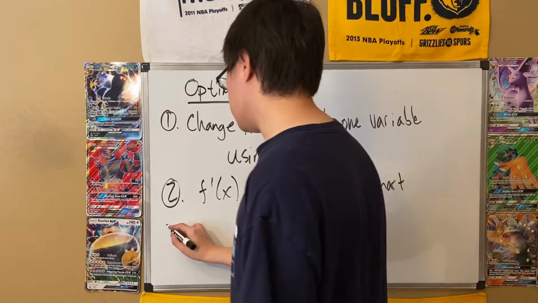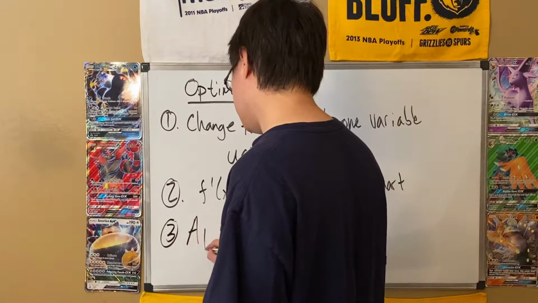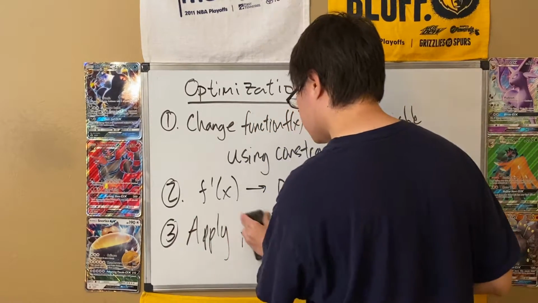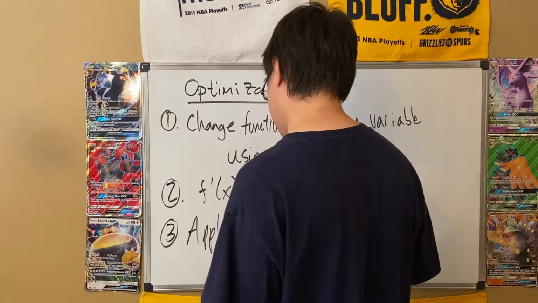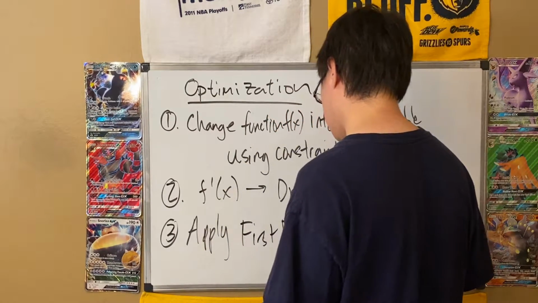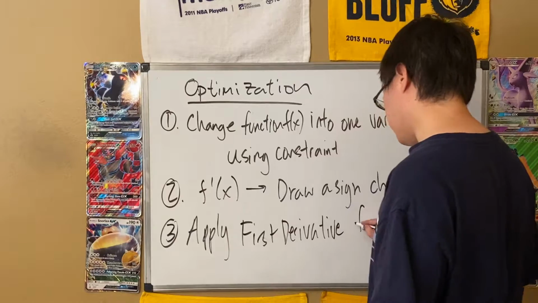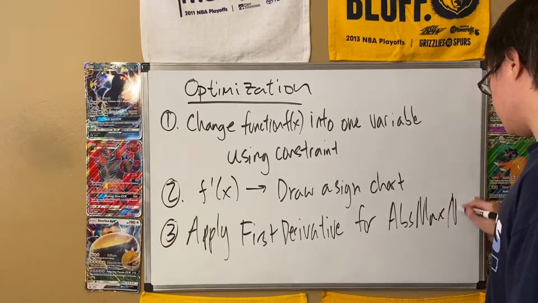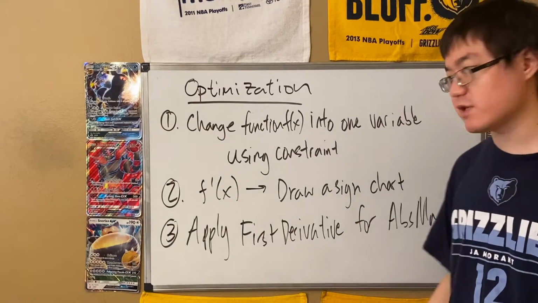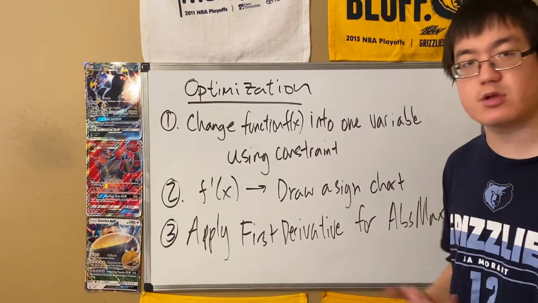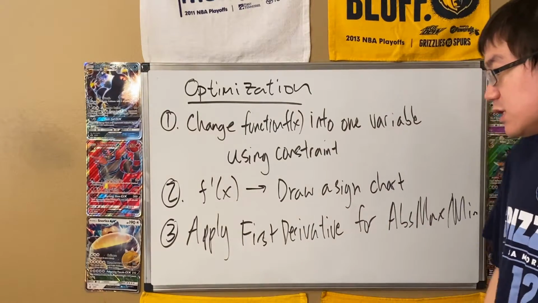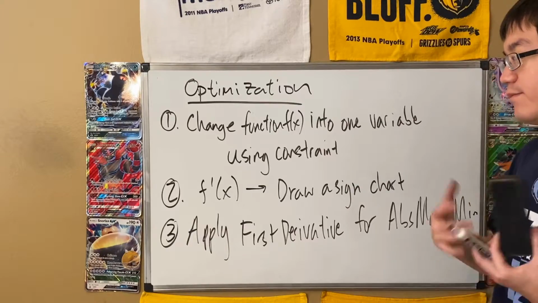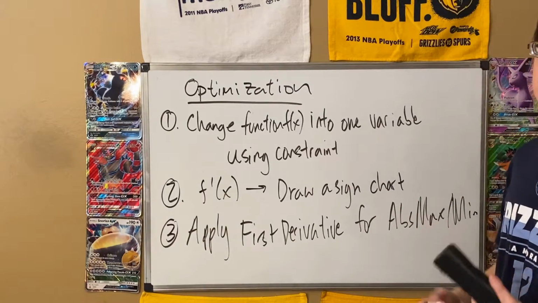And then you're going to apply the first derivative test for abs max or min. Again, this is used to justify that whatever zero you get in step 2 is your max or min. That's where it occurs. And you have to write a nice little sentence. I'll write the sentences after this. And that's going to justify that you have the max or min.